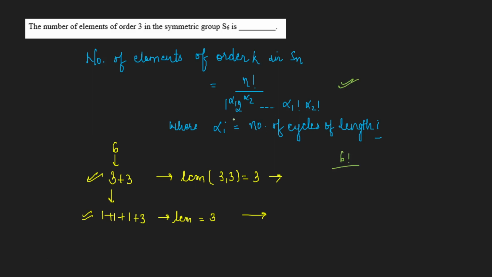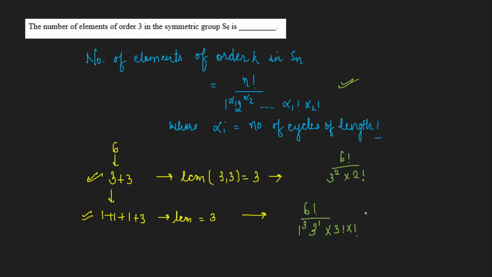6 factorial over 1 to the power alpha 1, 2 to the power alpha 2, and so on, where alpha i is equal to the number of cycles of length i. So here I have 2 cycles of length 3. That means 3 squared, and into 2 factorial, right? And corresponding to this, we have 6 factorial. We have 1 cycle of length 3 and three cycles of length 1, right? So that means 1 cubed, and 3 to the power 1, and then we have 3 factorial into 1 factorial, right?